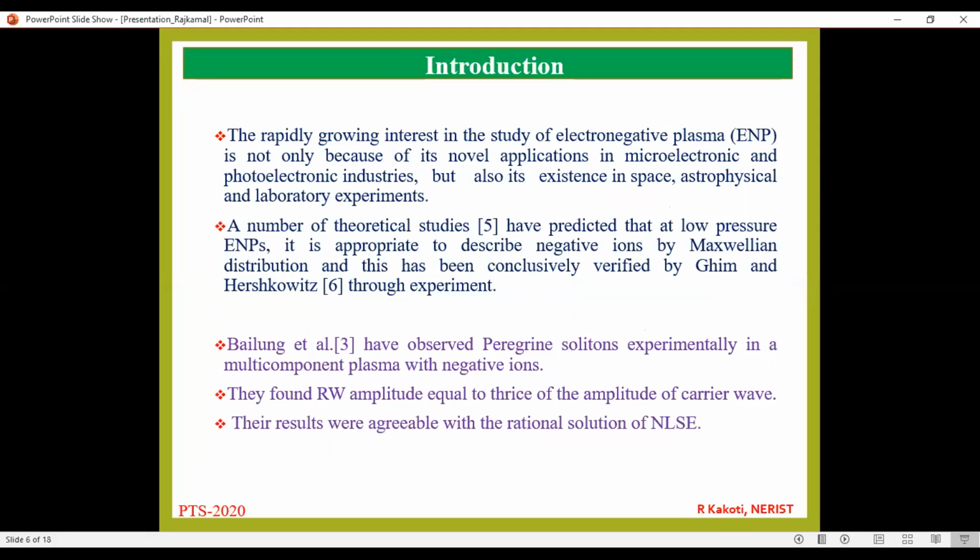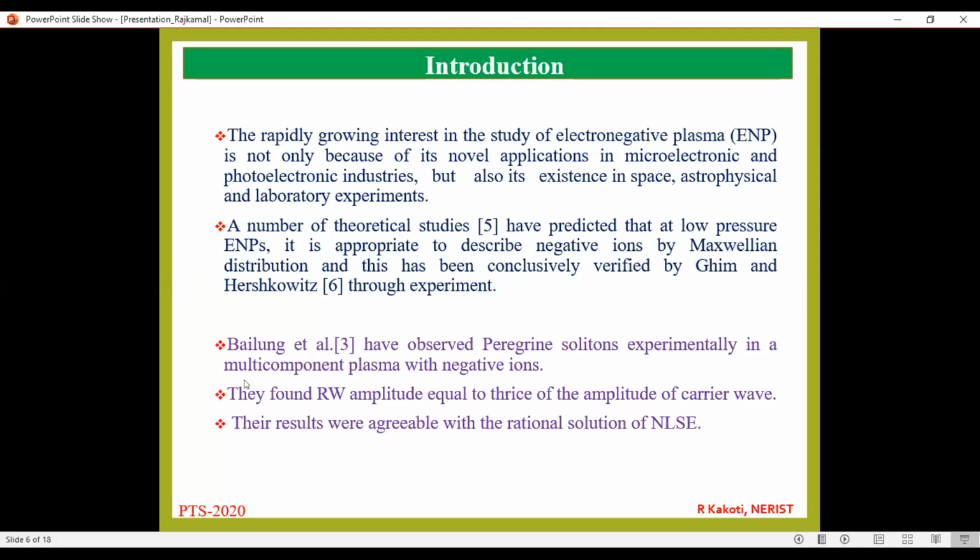Okay, now electronegative plasma. The rapidly growing interest in the study of electronegative plasma is not only because of its novel applications in the microelectronics and photoelectronic industries, but also its existence in space, astrophysical and laboratory experiments. In most cases, people used fluid negative ions as fluid elements. But a number of theoretical studies have predicted that at low pressure ENPs, it is appropriate to describe negative ions by Maxwellian distributions, which was conclusively verified by Ghim and his colleagues through experiment.